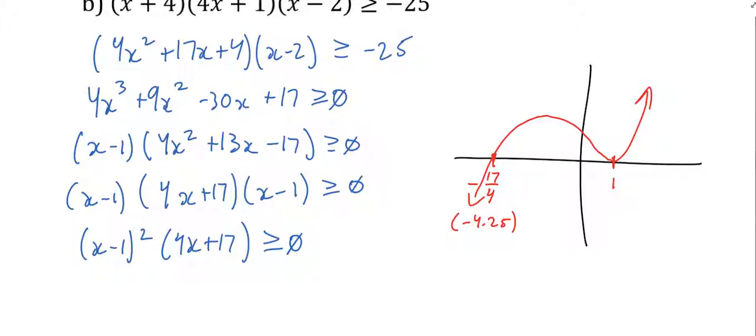Now we read our solution from the graph. When is this function that I've sketched greater than or equal to 0? If you don't have your sketch done, I want you to look up at mine. Make sure yours is the same if you have sketched it. But I want everybody thinking about this. What is our solution going to look like?